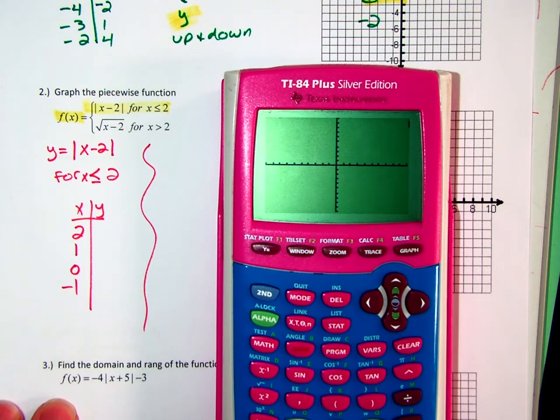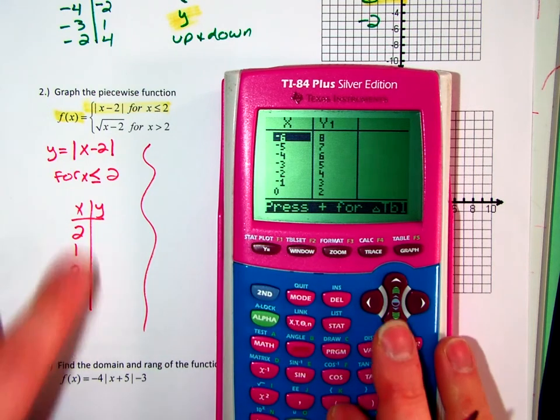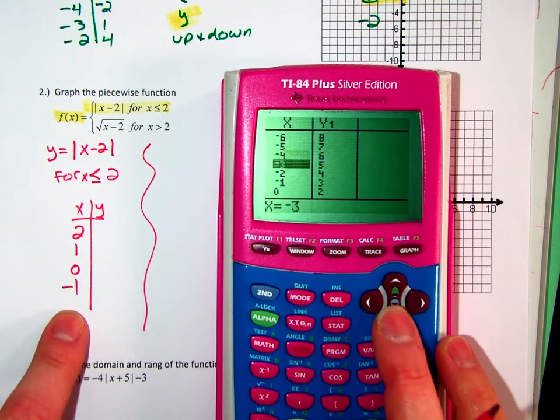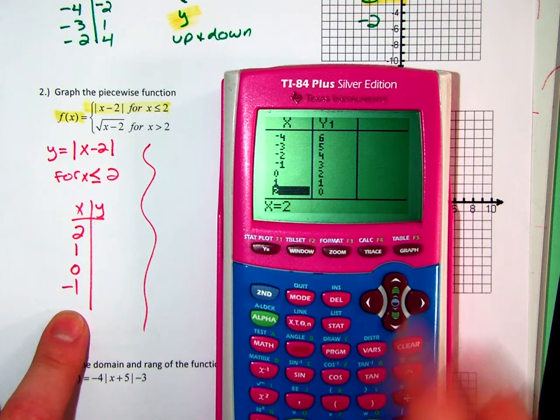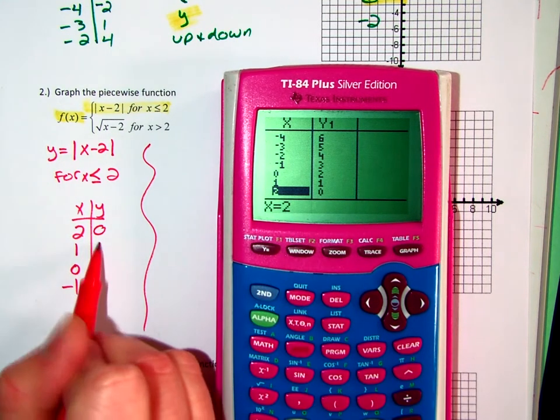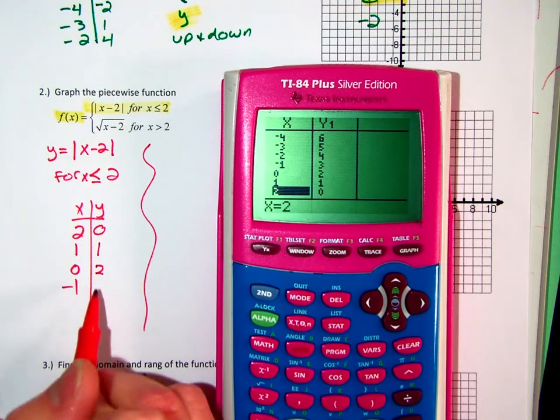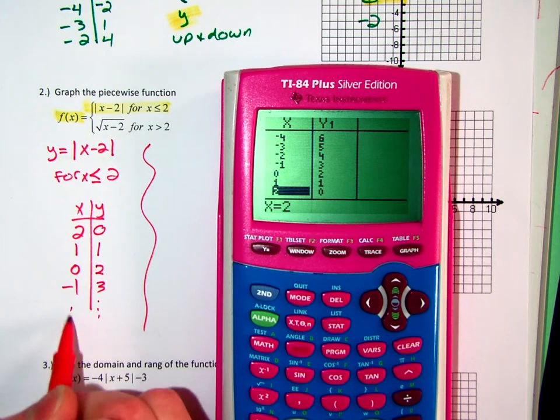X minus 2. I can graph it, but to be honest, I'm only going to take part of this graph, so I don't even really need to look at that as much as I need to look at the table and then pick the numbers that I need it to match. So at 2, y is 0. At 1, y is 1. At 0, y is 2. At negative 1, y is 3. And then these would keep going in that direction.